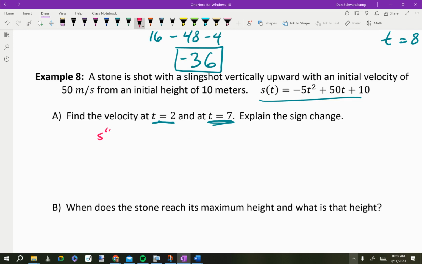Found the derivative. Yep, we're finding s prime of t, which we could call v of t. So we're taking the derivative of this thing, so times 2, negative 10. Subtract 1 from my exponent, so negative 10t, and then plus 50. That's velocity.